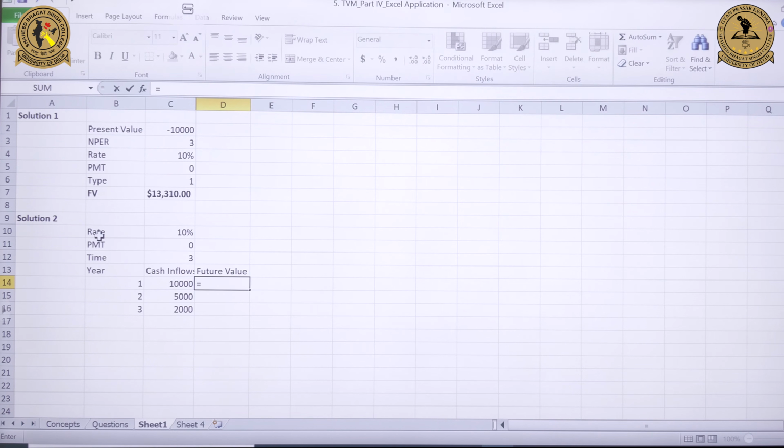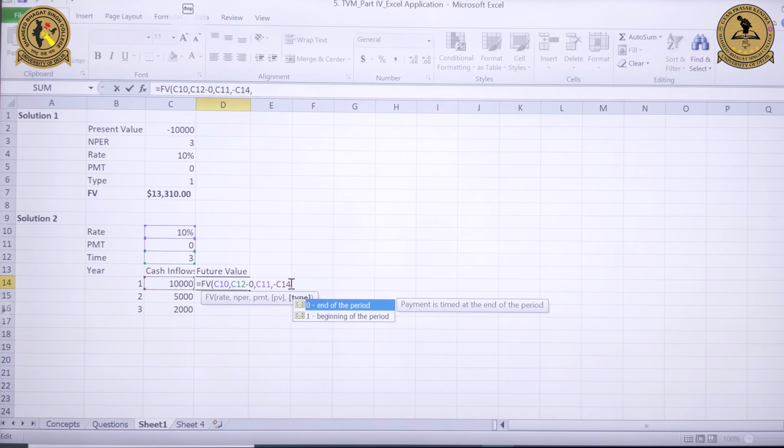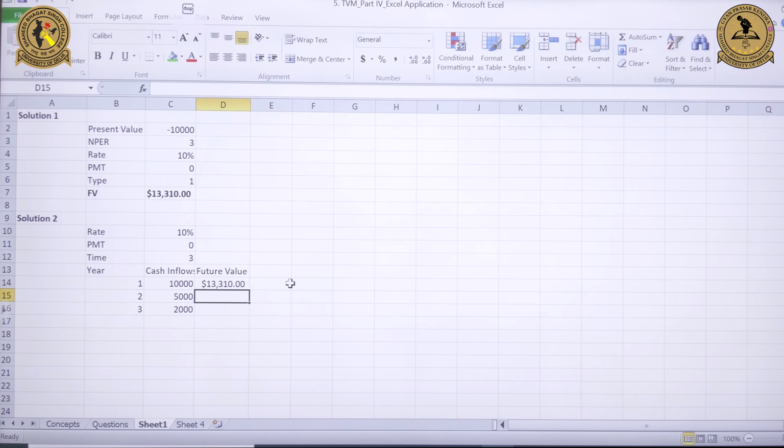So again I need to type equals to FV. The moment I type equals to FV, it is asking for a rate. Time period in this case is 3 years minus 0. PMT again is 0. Present value in this case is 10,000. Again, in order to get a positive figure, I need to put a minus sign over here. And then 1. It comes out to be 13,310.